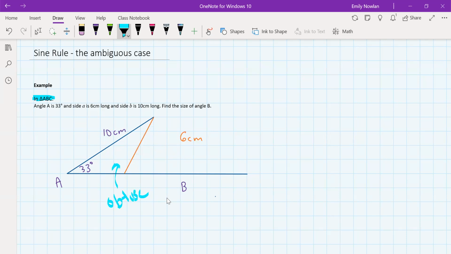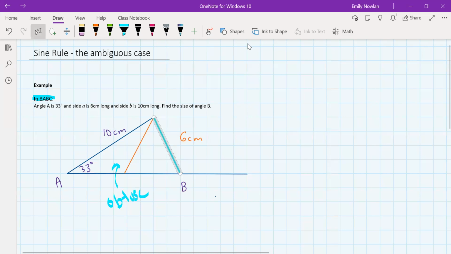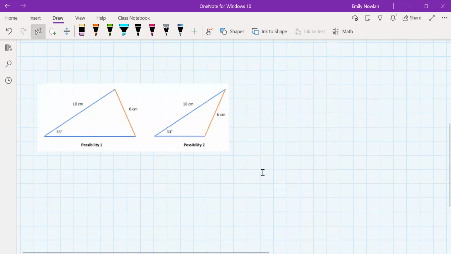But if I put it over here, if I draw another one, I can see here that this angle would have been acute. So they're both 6 centimeters long, and they can both happen with that information. So let's have a look at an example. So here is the two possibilities.